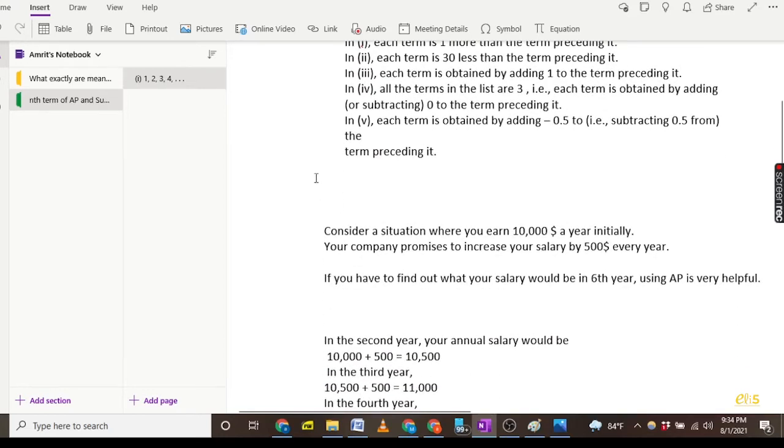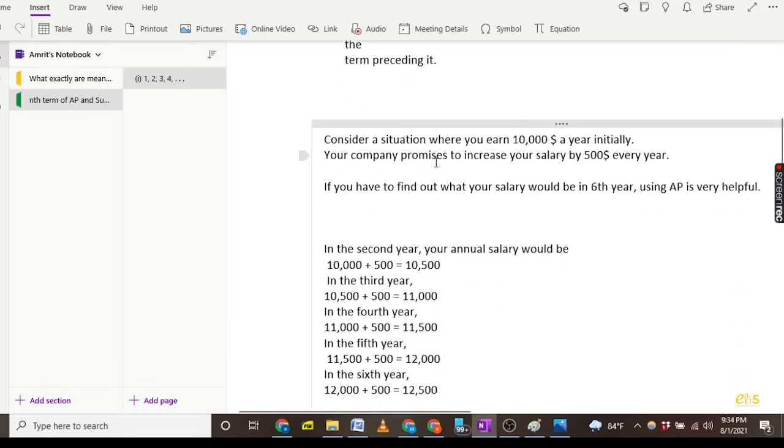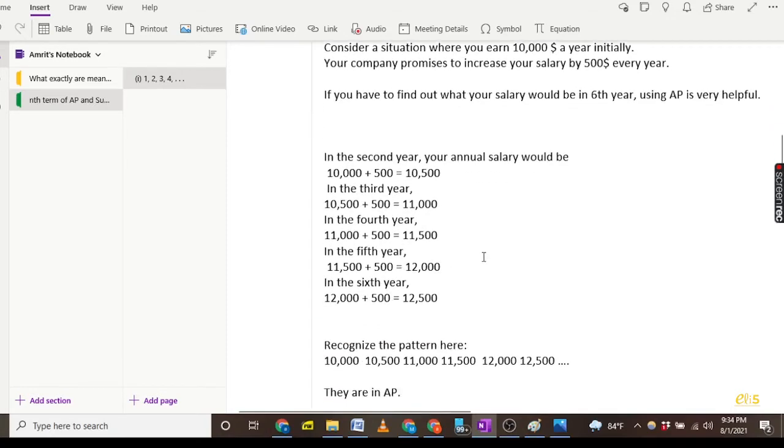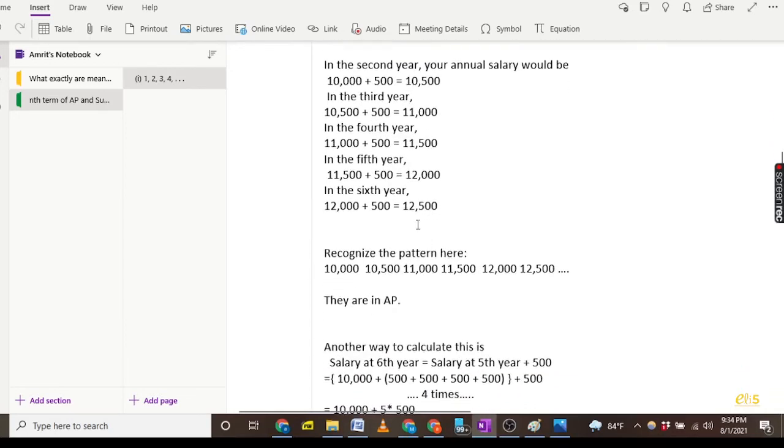term of any progression. So let's consider a situation where you earn $10,000 a year initially. Your company promises to increase your salary by $500 every year. So if you have to find out what your salary would be in the 6th year, using arithmetic progression is very helpful. As we can see, in the second year, if we calculate step by step, your annual salary will be plus 500, that is 10,500. In the third year, plus 500, 11,000, and then 11,500, then 12,000, 12,500. So in this step-by-step process, you will gain 12,500.